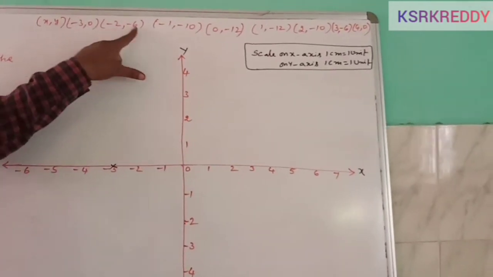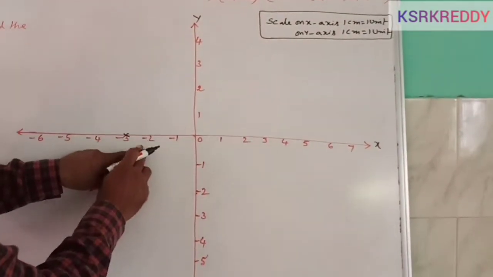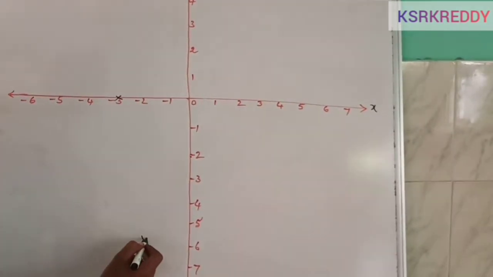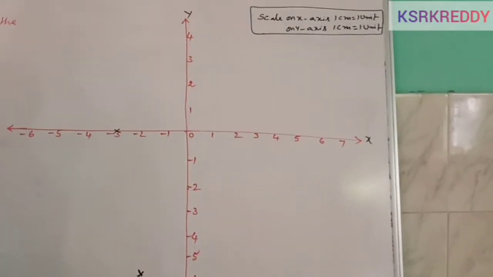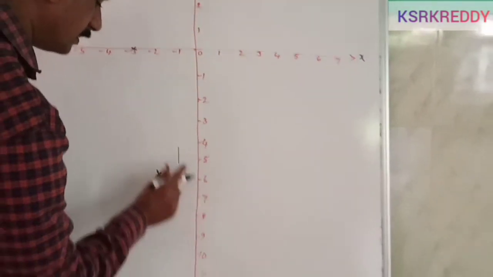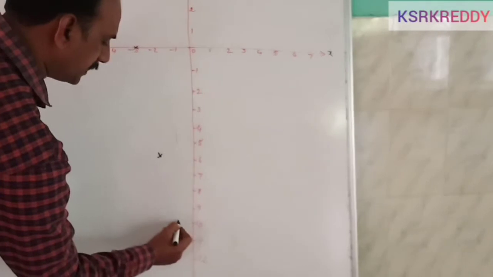Next, minus 2 comma minus 6. Minus 2, minus 6 here. And then minus 1 comma minus 10. Minus 1 and minus 10.